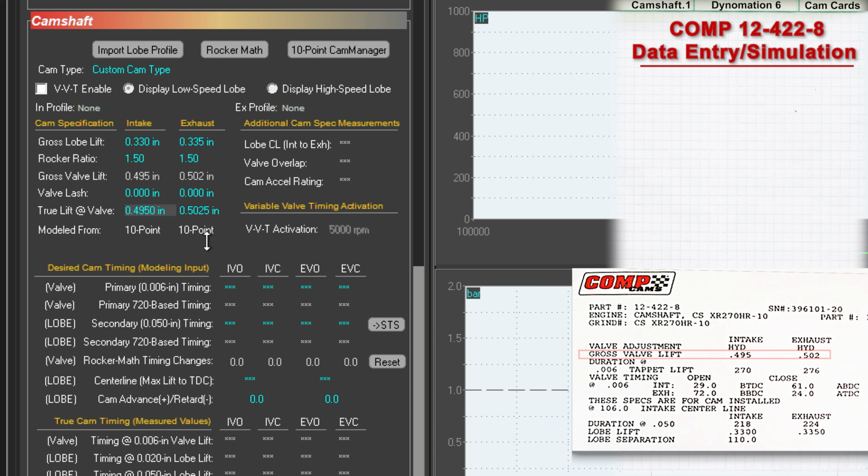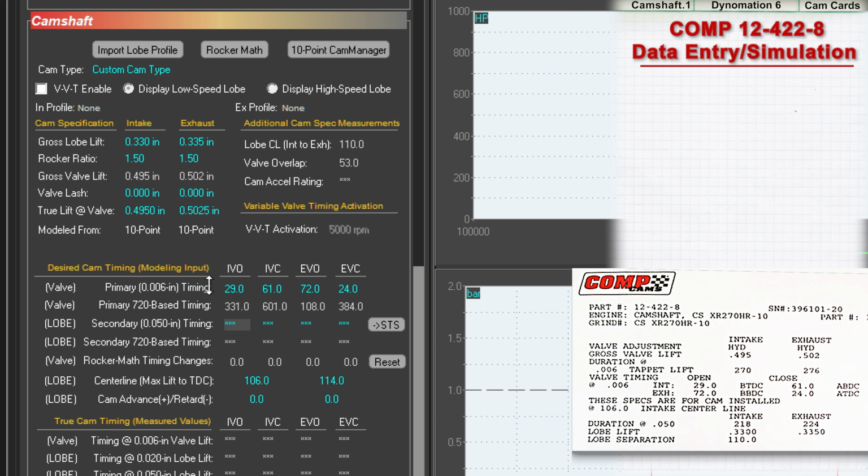Next, we need to enter the valve timing for 6 thousandth inch and 50 thousandth inch lift heights. The cam card includes 6 thousandth inch timing, and we can enter 29 for IVO, 61 for IVC, 72 for EVO, and 24 for EVC. The simulation has now calculated the lobe centerline and the intake and exhaust centerlines.